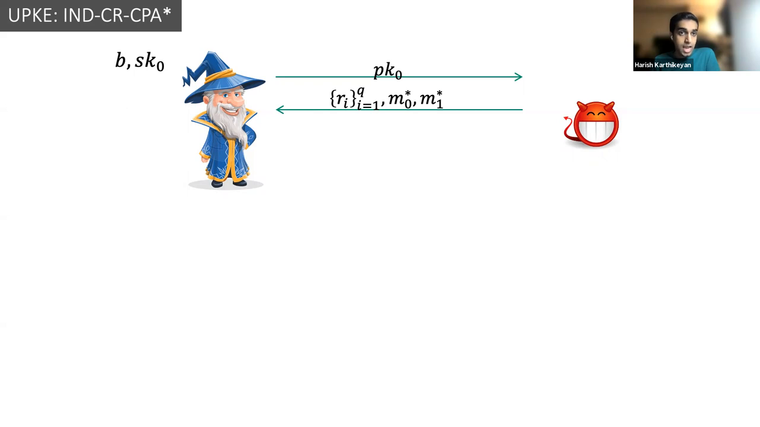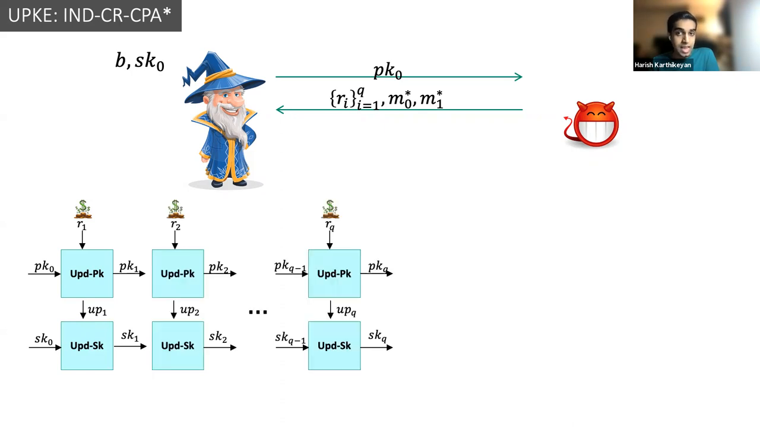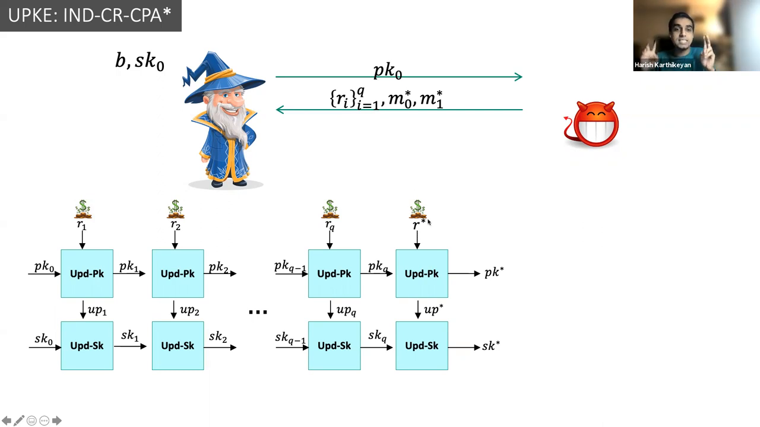Now this is what the challenger does. It will sequentially update the public key q times from PK0 to PKq, and similarly update the secret key as well. So it will take r1 and PK0 to produce a new public key PK1 and the update ciphertext up1. Up1 becomes an input to the update secret key algorithm along with SK0 to produce SK1. This happens repeatedly. At which point the challenger will choose a randomness r-star of his choice and produce the corresponding PK-star and SK-star. In essence, this r-star corresponds to a good ciphertext where it's not adversarially controlled randomness. So as long as this has happened, security is restored, is what our security definition will capture.